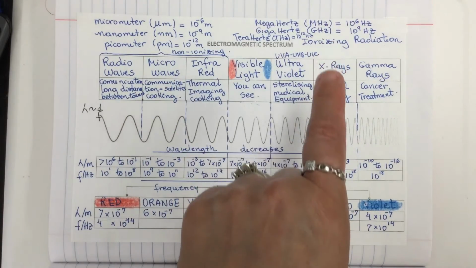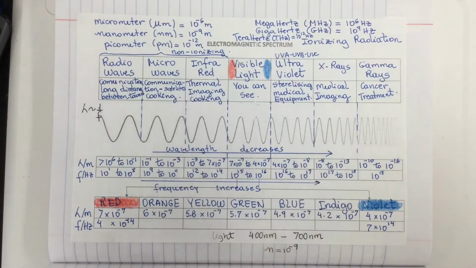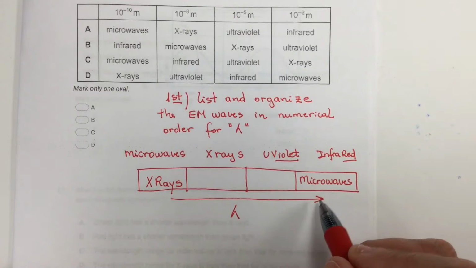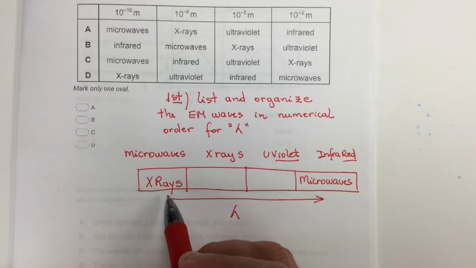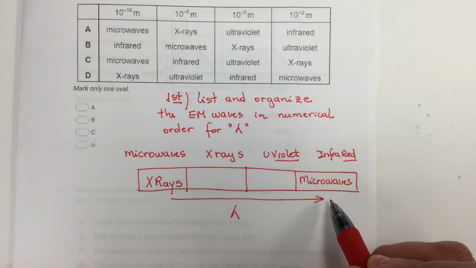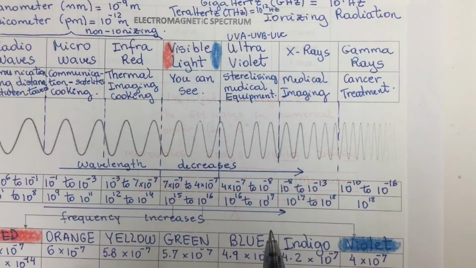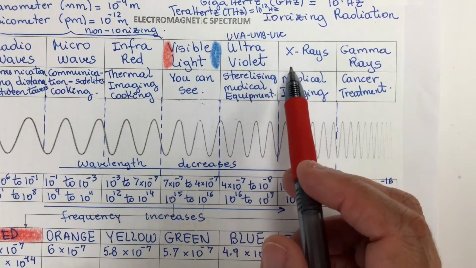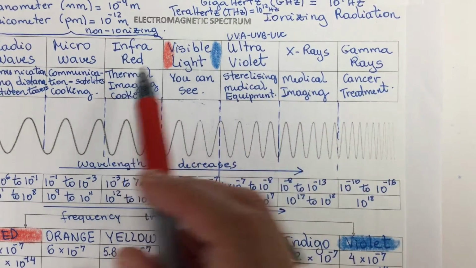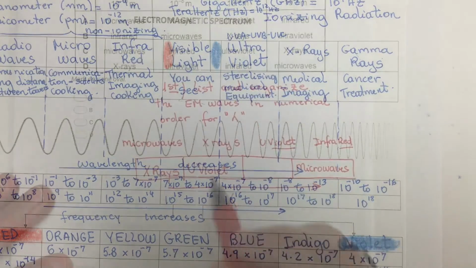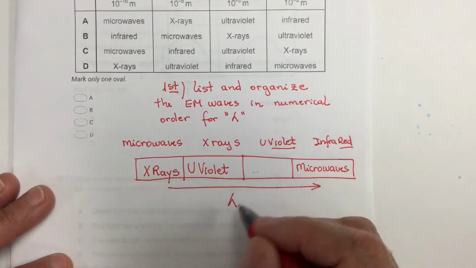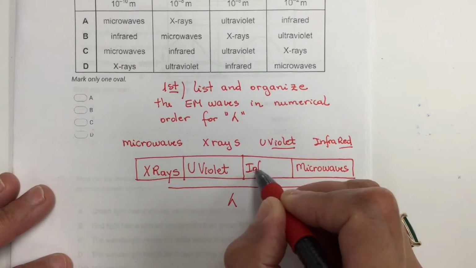So I'm going to start with this one right here. This is the wavelength, and this arrow indicates that it is going from the smallest to the longest wavelength. Now, ultraviolet is closer to X-ray than infrared, so that will be my next one. So ultraviolet, and this that is missing must be infrared.